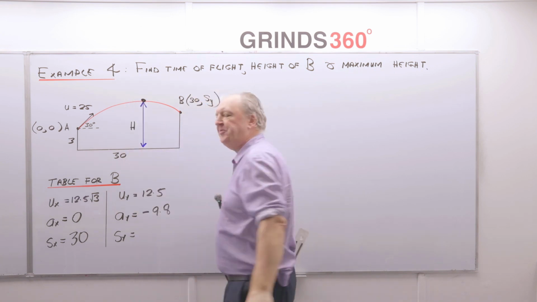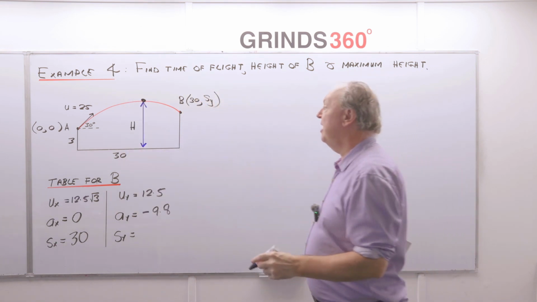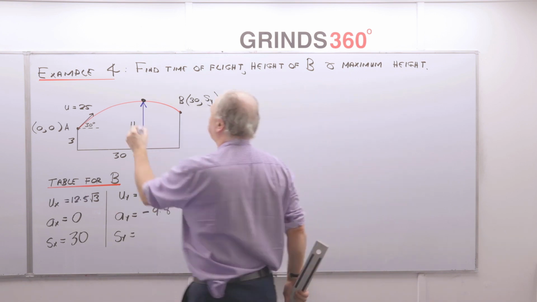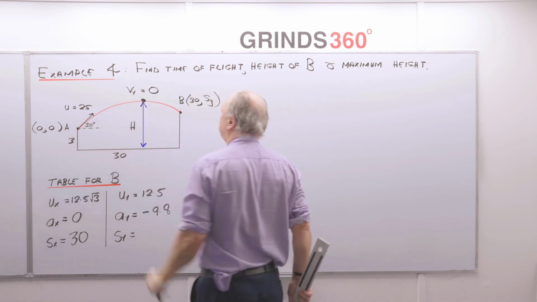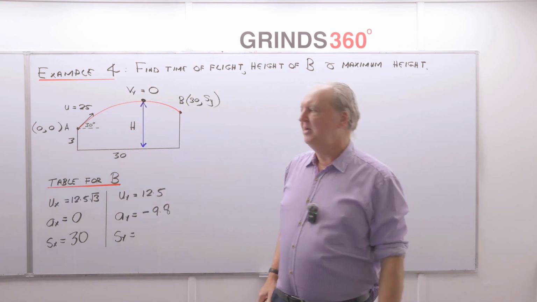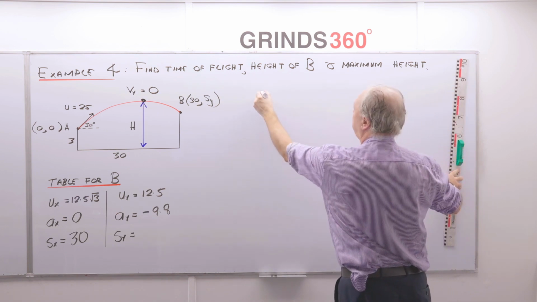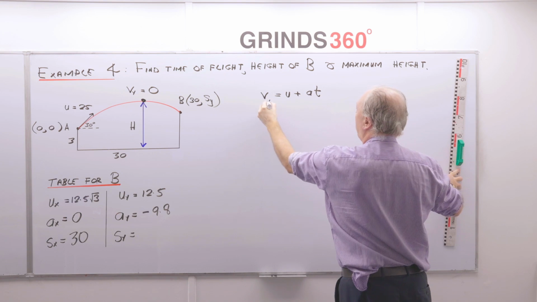I suppose the one thing you do know, don't you, when it does reach its maximum height, what do I know? I know that its speed in the y direction has to be 0. It's no longer going up or down. So Vy is equal to 0. And that means I'm going to use my other formula, V is equal to U plus AT. And I'm going to apply that in the y direction.